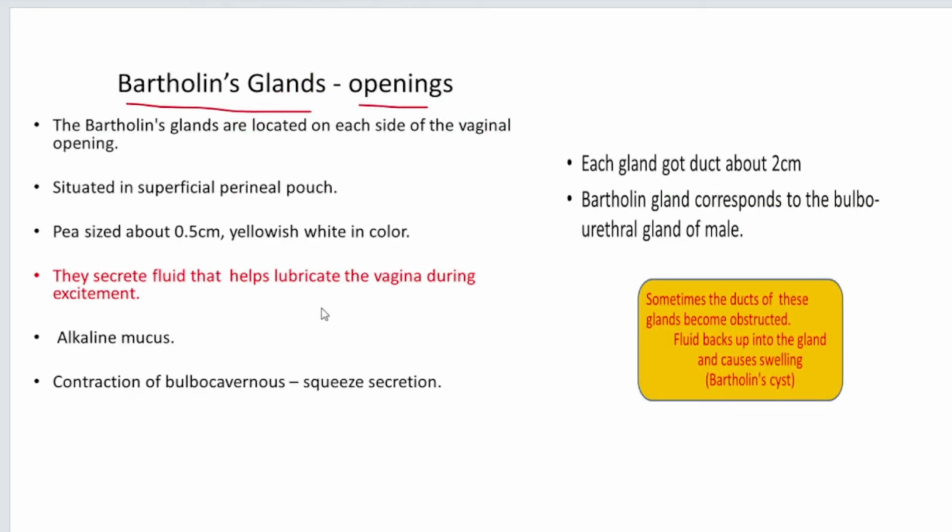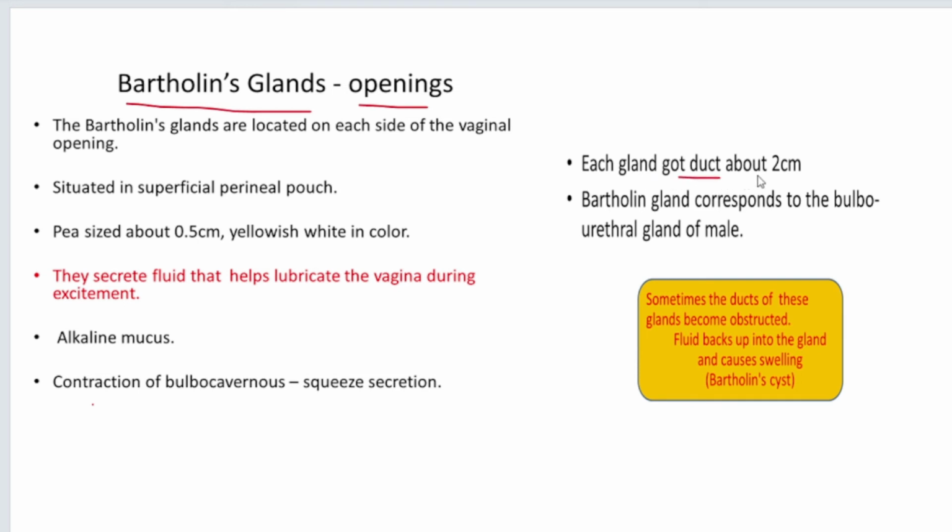So what is the importance of these Bartholin glands? They secrete alkaline mucus when the female is excited. This secretion is helpful in the lubrication of the vagina in order to prevent painful coition. If there is no Bartholin gland secretion, there will not be any secretion during intercourse. Then the female may feel pain during coitus. This secretion happens due to contraction of the bulbocavernosus, which squeezes the secretions.